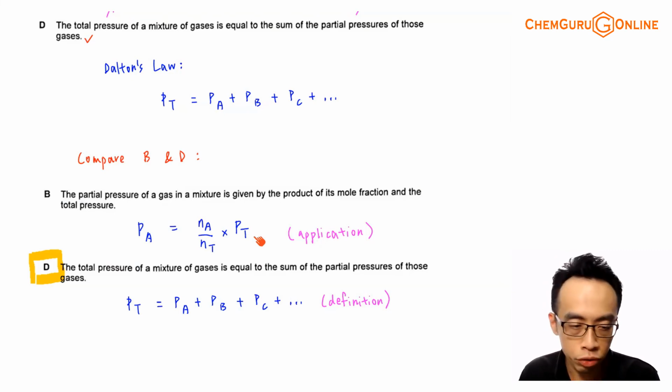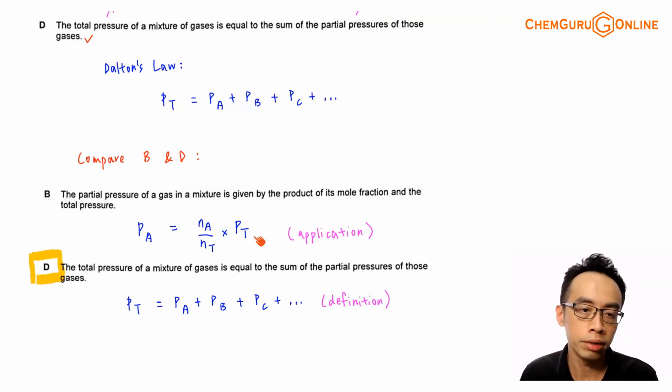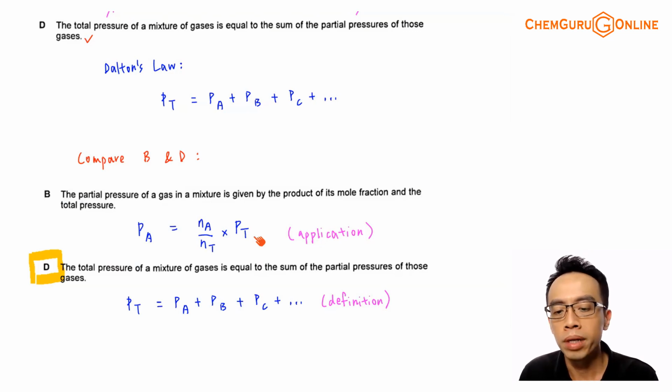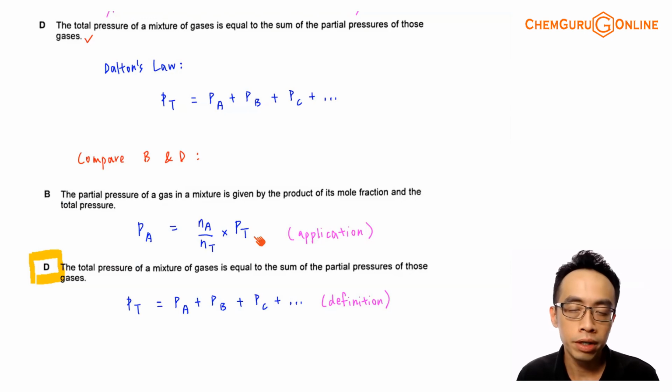So if we have to choose between B and D, personally, I think that option D will have to be the better answer. Again, it's a little bit unusual because both of them are describing Dalton's law, but option B is focusing on application. Option D is a little bit more fundamental, focusing on the definition. So option D will be a better answer for this question. Alright, so that was the discussion involving this question.